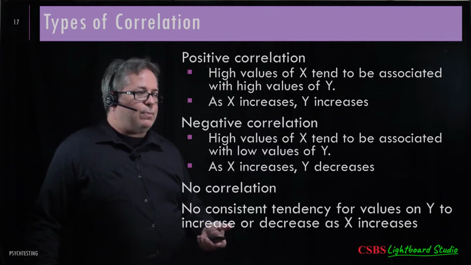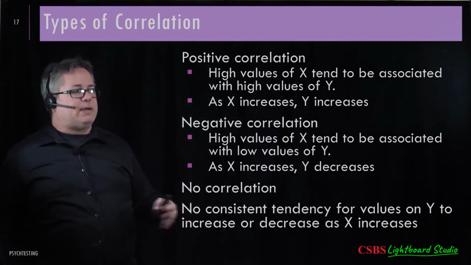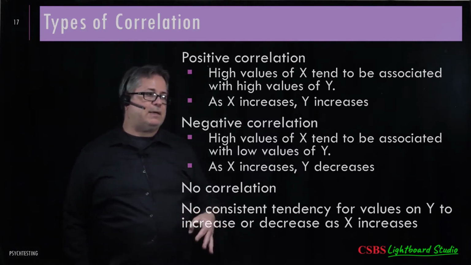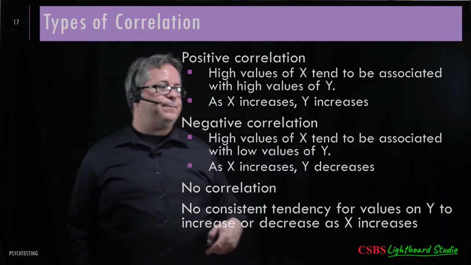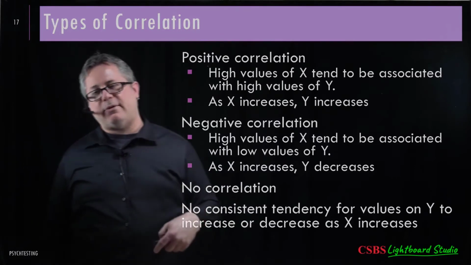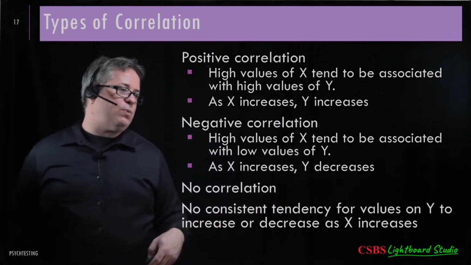So types of correlation: positive correlation, high values in X tend to go with high values in Y. As X increases, Y increases. You've got negative correlation, which is the opposite. High values of X tend to be associated with low values of Y. As X increases, Y decreases.